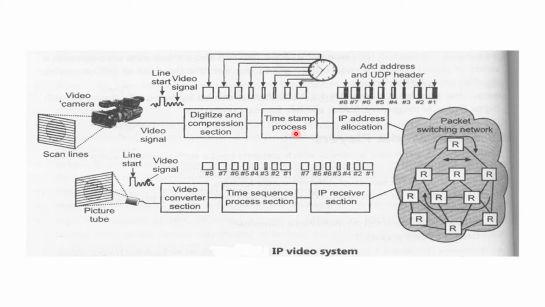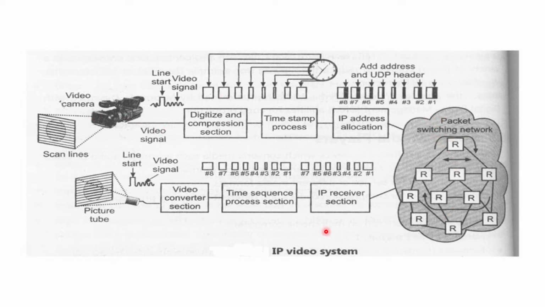Because whenever you put all these things on the internet, or on the network, you don't know which route a particular packet is going to follow. So the timestamp process will help my receiver understand at what time the packet was generated. Then IP address allocation: with each packet, an address will be attached. This is a packet switching network, which has several routers in it, and each router will have a routing table. If my packet comes from a particular interface and wants to go to another interface, the routing table decides which route to give to that packet.